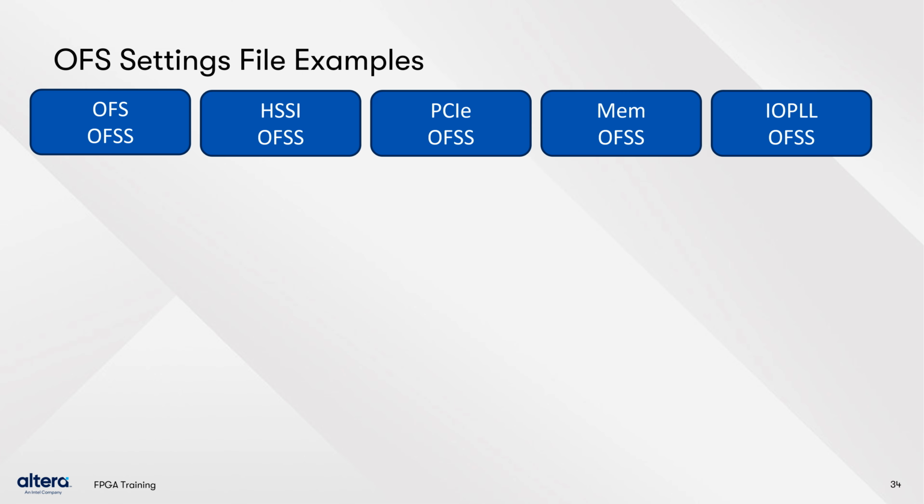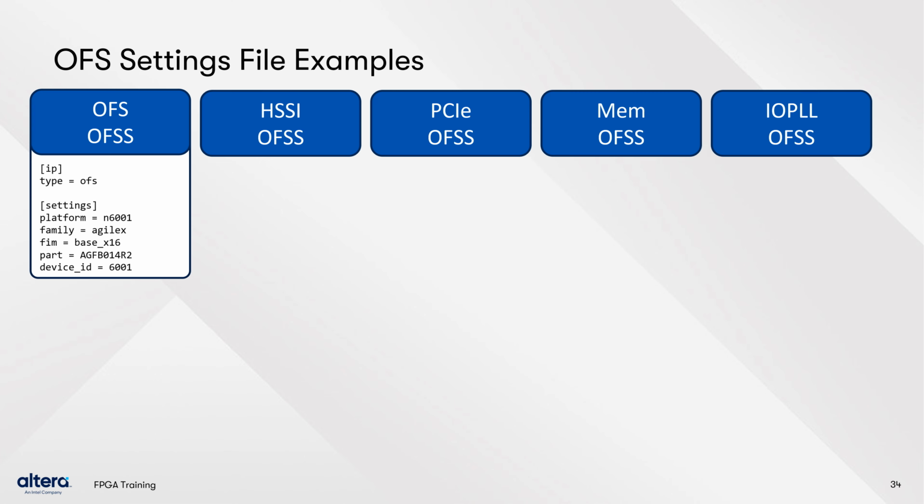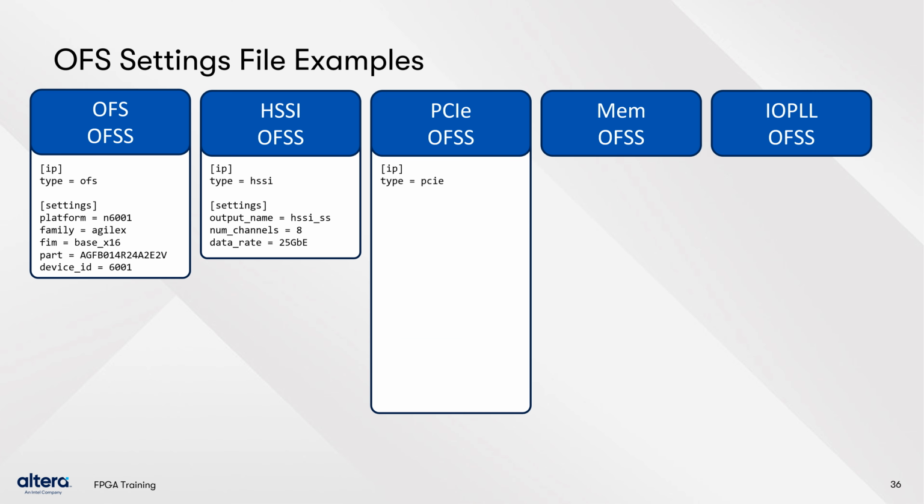In an OFS settings file, the IP type is defined as OFS, and in the settings section, you can specify information like platform, family, FIM type, part number, and device ID. In an HSSI settings file, the IP type is defined as HSSI, and in the settings section, you can specify IP settings such as the number of Ethernet subsystem channels and their data rates. In a PCIe settings file, the IP type is defined as PCIe, and in the settings section, you only need to include the output name.